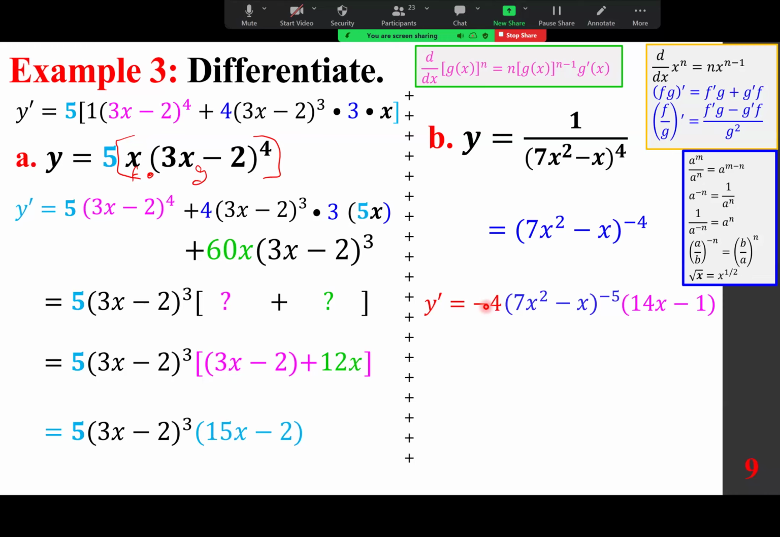So you have a fraction bar. This number is at top. This one goes down. Negative exponent becomes a positive exponent. The final answer: minus 4 times (14x minus 1) over (7x squared minus x) to the power of positive 5.